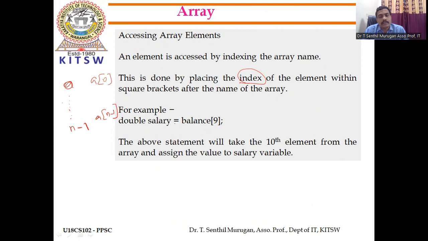So like that it may happen. How can we access this array? We can access the array like this. Balance of 9. That means some value is there in balance of 9. That value will be assigned to salary. So you can use that array variable like that also. Okay, so for example, the 10th element will be assigned to the value of the salary variable.